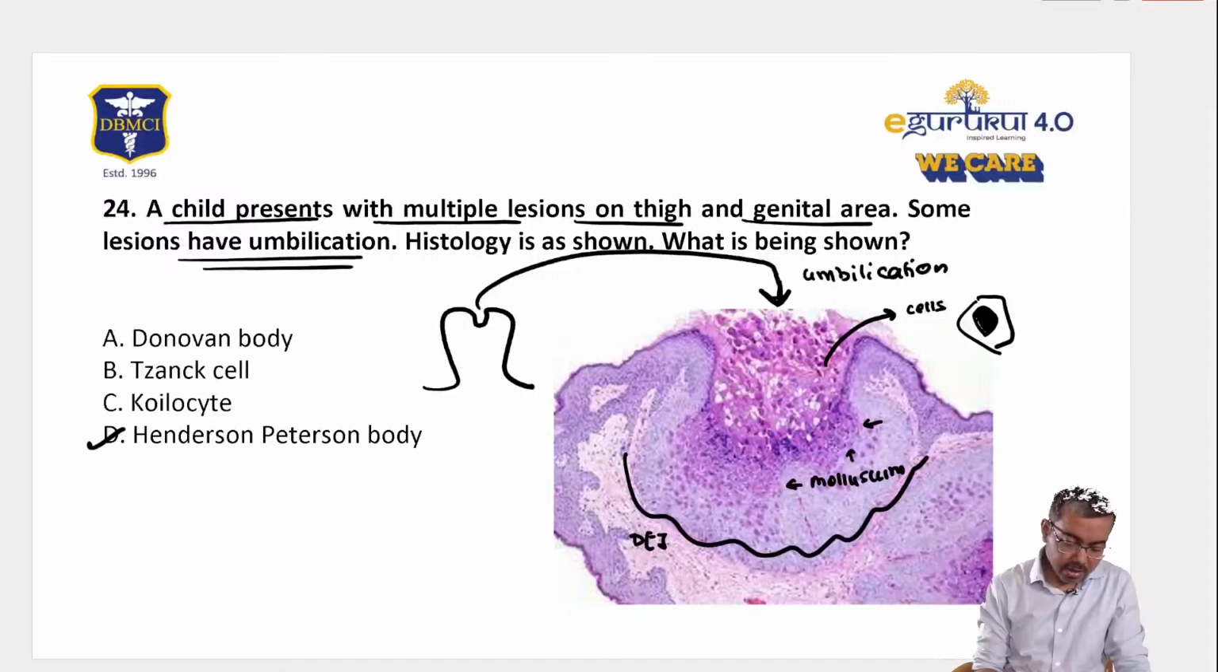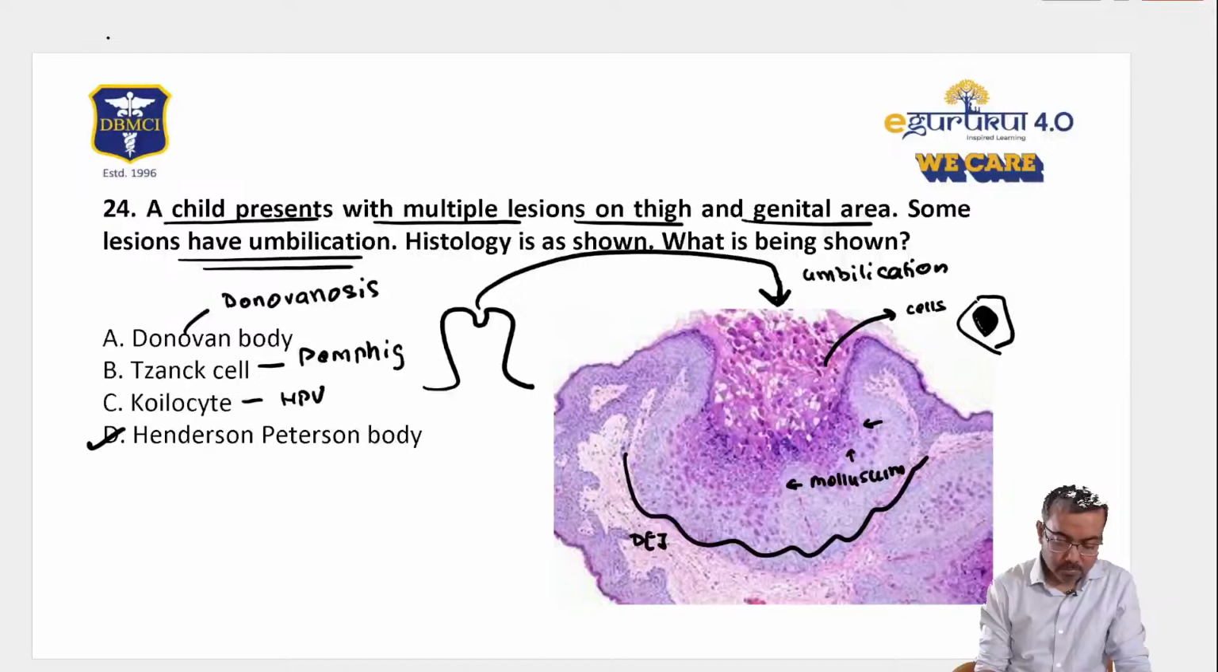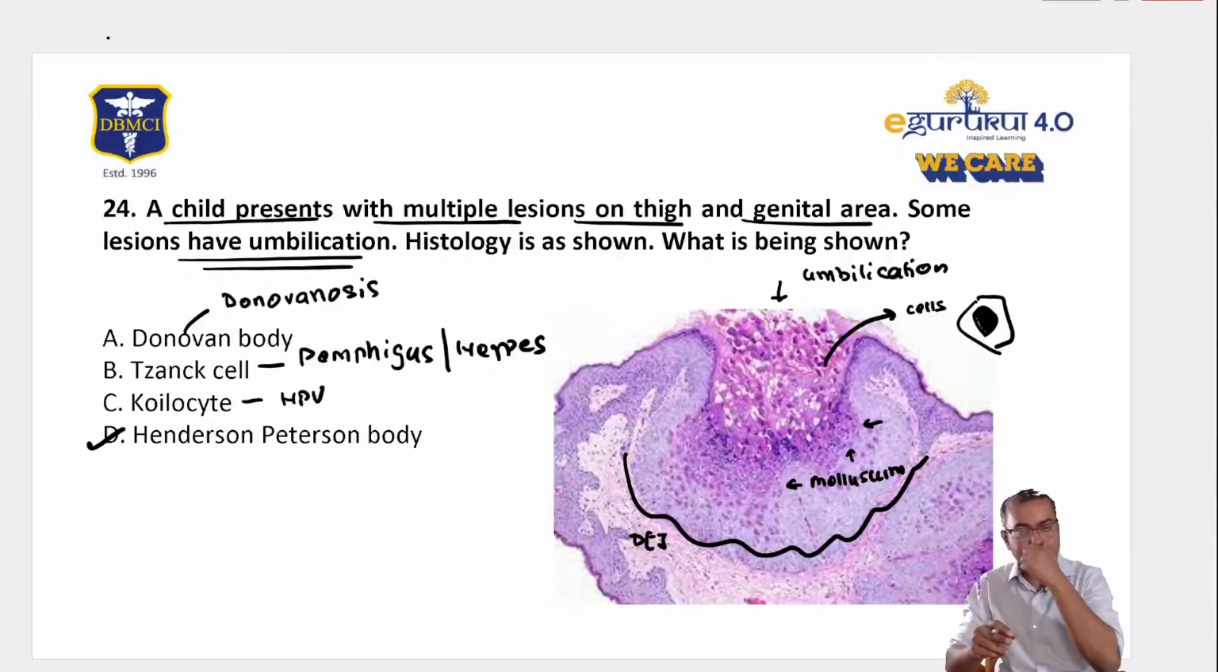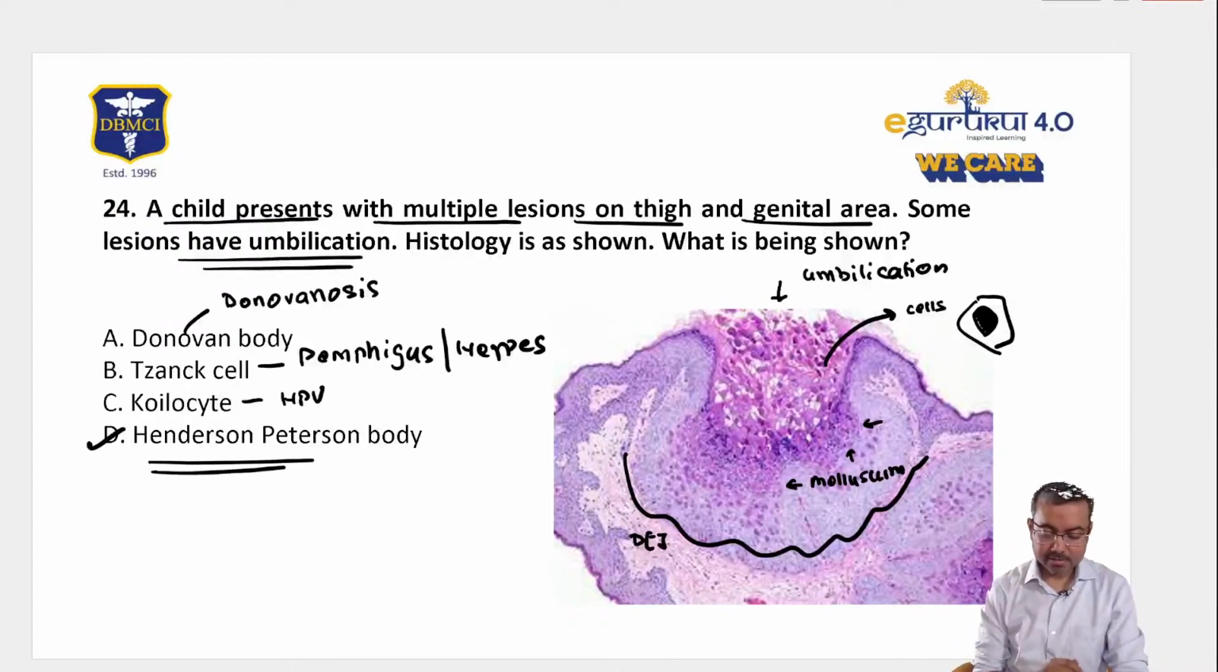So it's called Henderson-Peterson body. Coilocyte we already know is there in HPV. Donovan body is seen in donovanosis. Zanck cell will be seen in pemphigus, as we already know, and we also see it in herpes. I've already drawn all that for you earlier, right? We have covered that. Pemphigus, single nucleus, single cell. Herpes, multiple nuclei inside a single cell. Then we know pemphigus and we know herpes, right? Clear? HP body, Henderson-Peterson body.